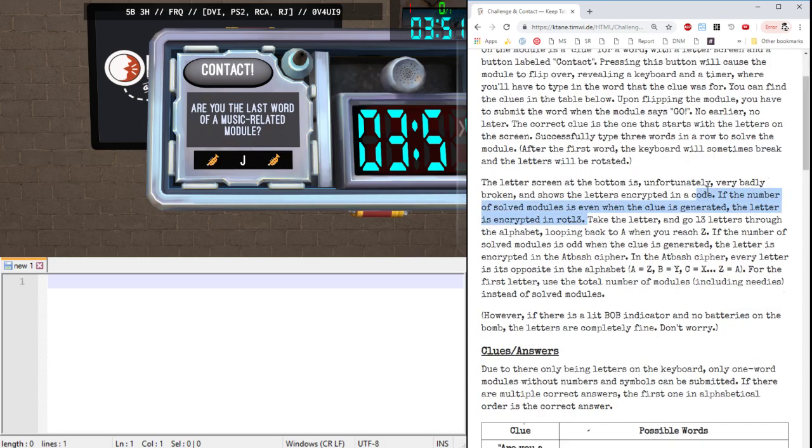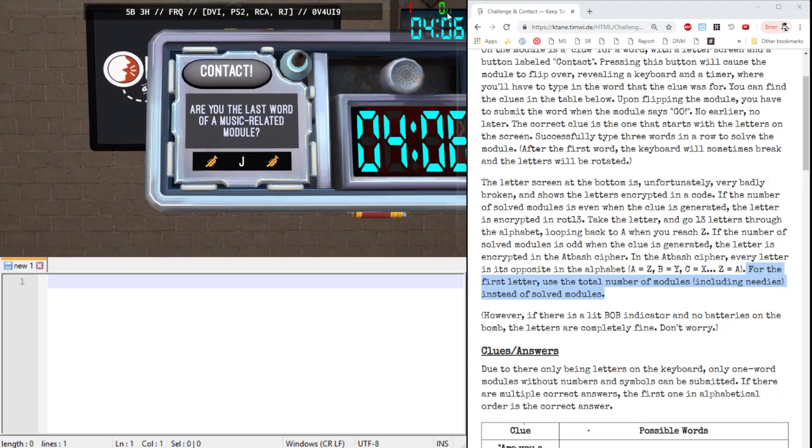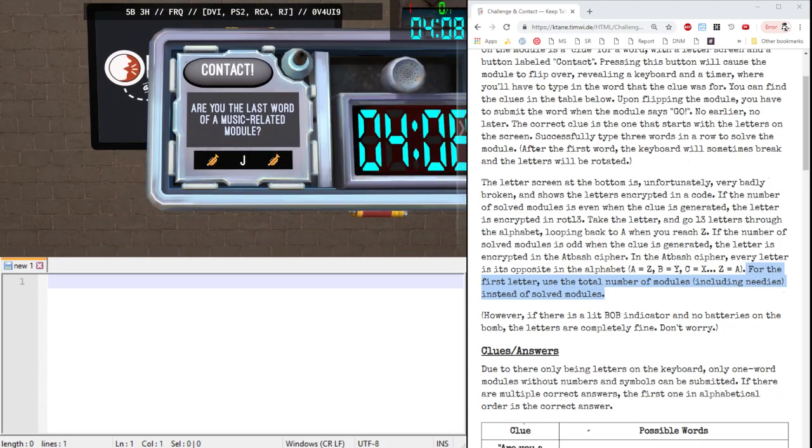Although we did do rot 13 correctly, this last statement here says for the first letter, use the total number of modules, including needies, instead of the number of solved modules. So for this first letter, instead of doing it based on 0 solves, we're doing it based on 1 total module, which is odd. So let's instead look at the odd cipher. If solved modules is odd, or in this case, total number of modules is odd, which it is since there's 1, we're going to use the atbash cipher.